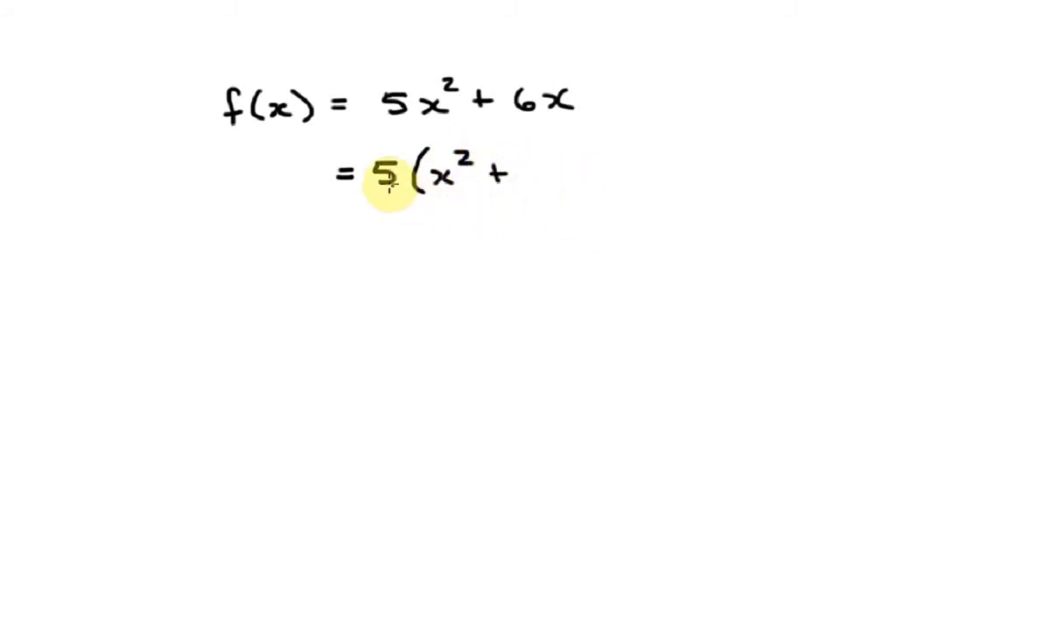Okay, when the number isn't an obvious one to factor out, here's a little trick. What you do is build a fraction and you put a 5 on the bottom. And that's so that when you go 5 times this fraction, the 5 on the bottom cancels with the 5 out in front.